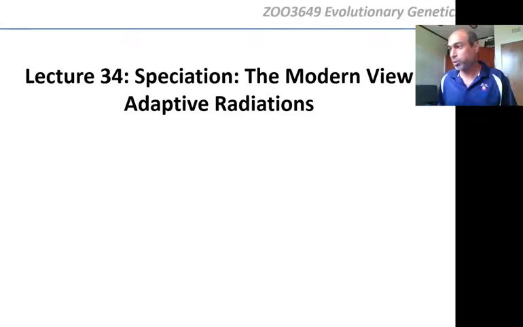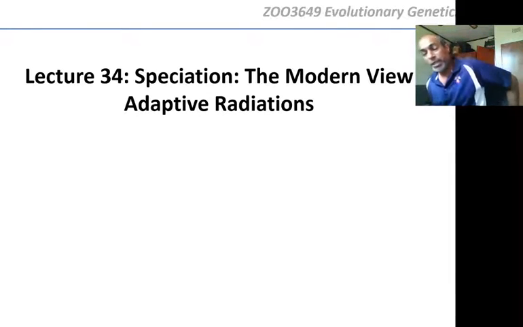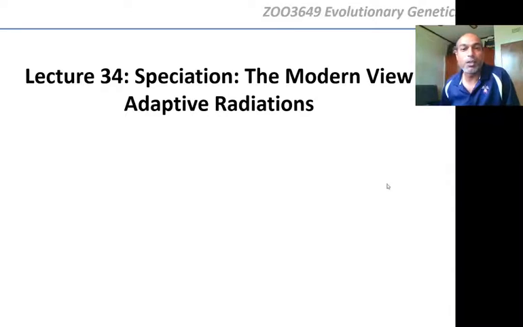Okay, welcome back to ZOO3649, Evolutionary Genetics. We are at lecture 34 out of 40. We're in the final part of our module. We have two lectures to go in the speciation section and then another 5 lectures to go in the molecular ecology section. So, in the last lecture, I started talking to you about the modern view of speciation.